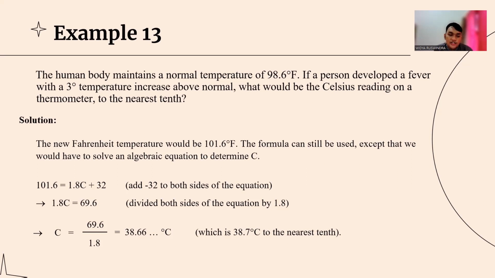So we get Celsius equals 69.6 divided by 1.8 equals 38.666 Celsius degrees, which is 38.7 Celsius degrees to the nearest tenth. So what would be the Celsius reading on the thermometer to the nearest tenth is 38.7 Celsius degrees.